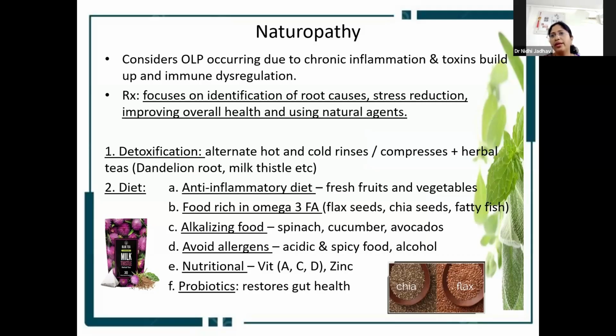The anti-inflammatory diet should be promoted. Food rich in omega-3 fatty acids, alkalizing food that we also mentioned in the previous slide. Allergens should be avoided and nutritional deficiency should be compensated for, along with restoring gut health with probiotics. So whatever we can at our level, we should try to promote these things in the therapy when we are dealing with a case of oral lichen planus.